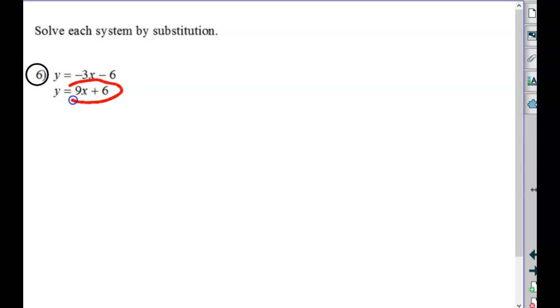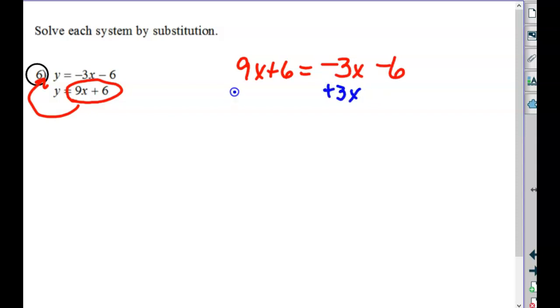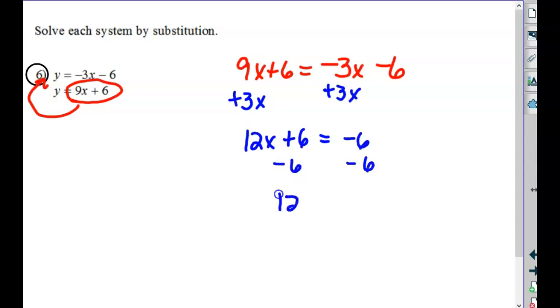Yeah, you just take this mess and plug it in here so that it says 9x plus 6 is equal to -3x minus 6. Now the thing about these is we're still solving a system. So the answer is not just x equals. I got -1 for x.